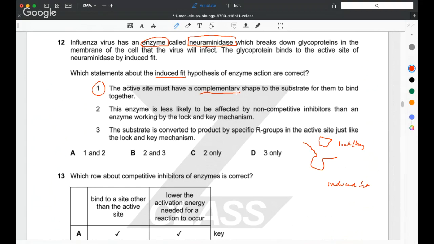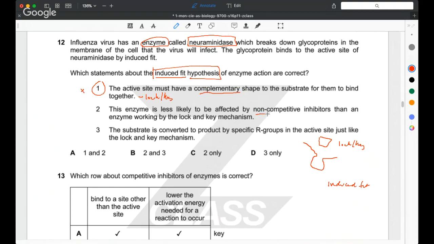The active site fits the substrate while the substrate is bound to the active site. So that first description up there is part of the lock and key hypothesis, not the induced fit hypothesis. So we can exclude that one.